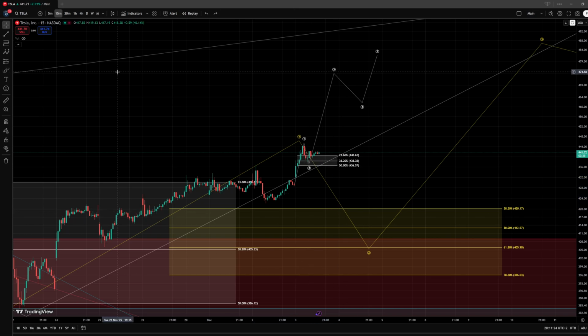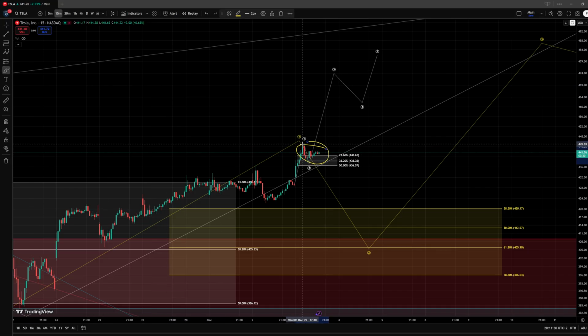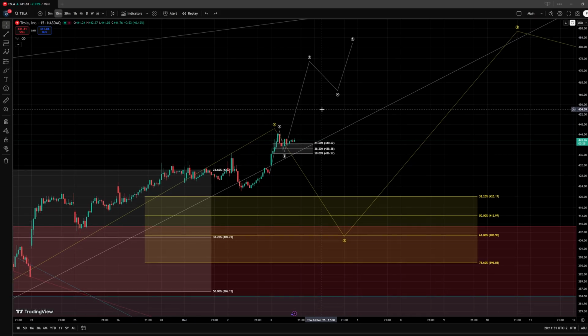And for now, there really isn't much else to add. I won't be going into the internals of this structure. These are the levels, this is the trade setup.